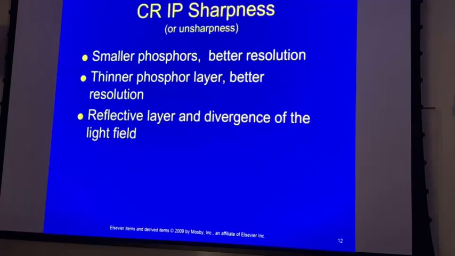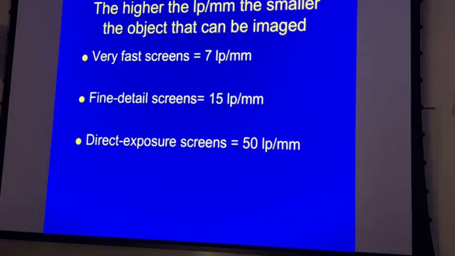So we talked about the sharpness again: smaller phosphors, better resolution; thinner phosphor layer, better resolution; and the reflective layer cut back on radiation exposure to the patient, but unfortunately that came with a loss of resolution as well. We talked about, again, resolution, and what had the highest resolution was direct exposure, followed by detail screens, followed by fast speed screens. That may have been where we left off last week.